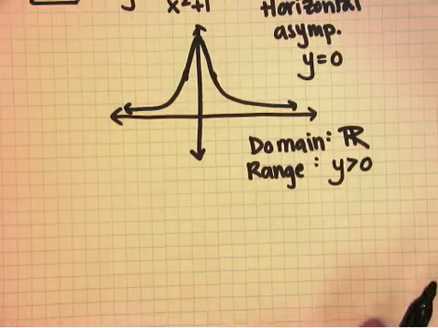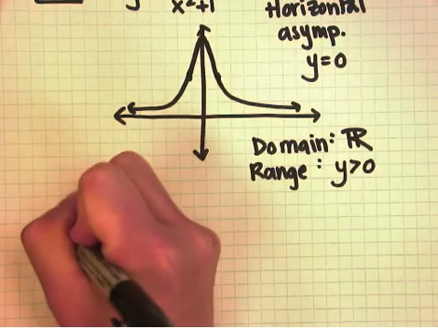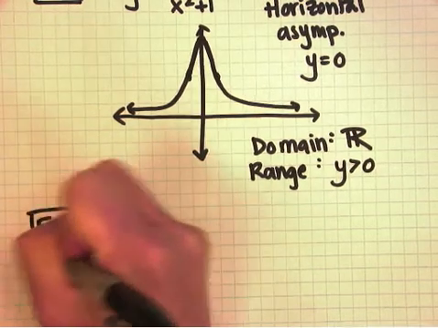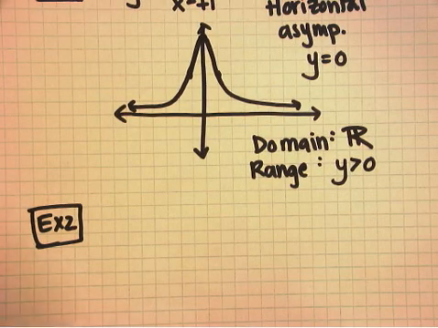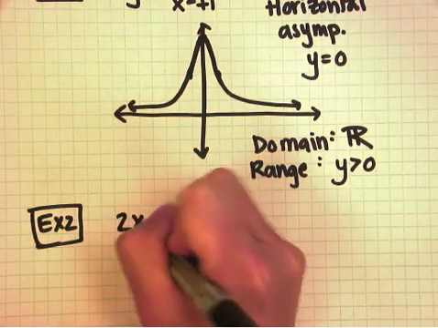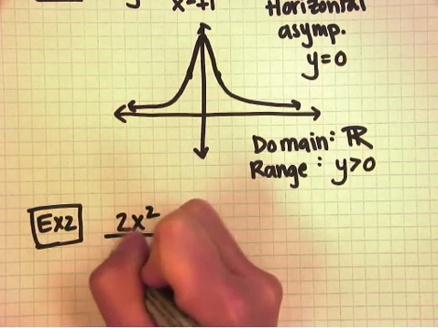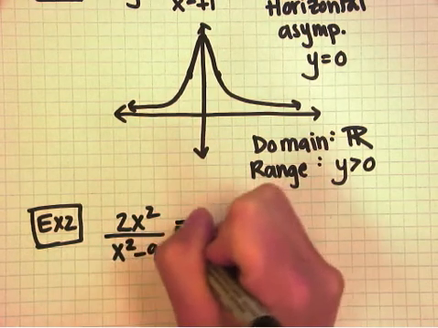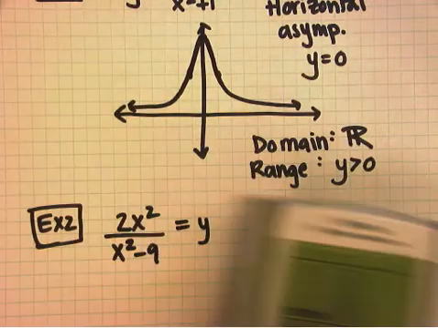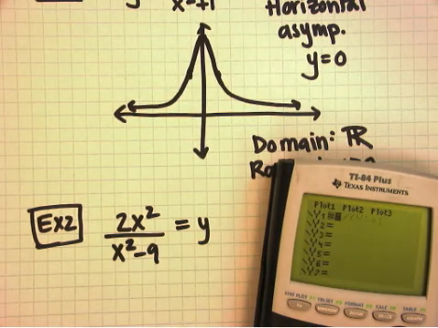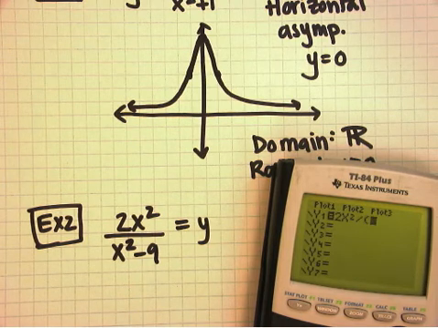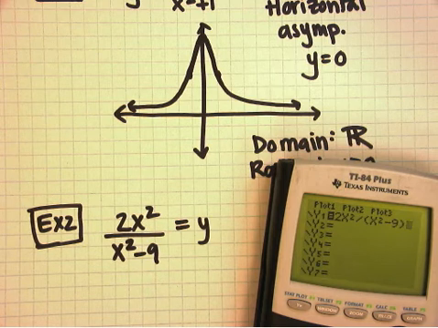Now, if I want to take a look at another rational function, for example 2, by the way, these are examples straight out of your textbook, so you can take a peek there too if you want. I get 2x squared over x squared minus 9, and this is equal to y. Now, to begin with, I'm going to go to my graphing calculator again. I'm going to go into my y equals, and I'm going to plug in 2x squared divided by, and I'm going to put parentheses around the bottom of my fraction just like I did before, so x squared minus 9.